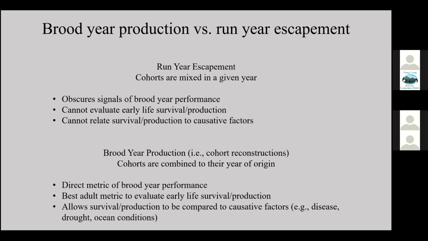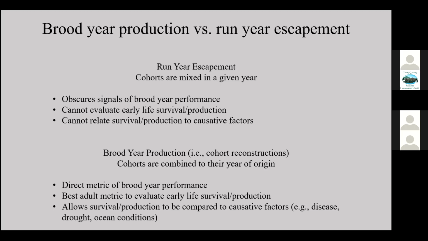Brood year production derived from a cohort reconstruction, on the other hand, is the appropriate metric to address these questions. So from cohort reconstructions, we get the direct metric of brood year performance. So how many adults are made per juvenile.